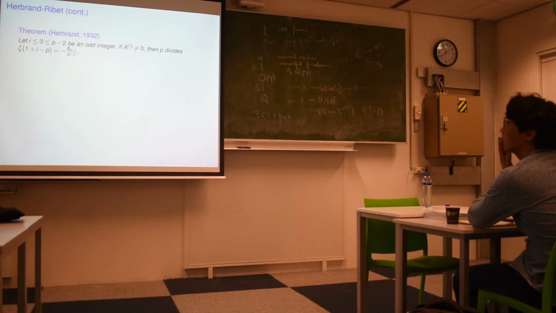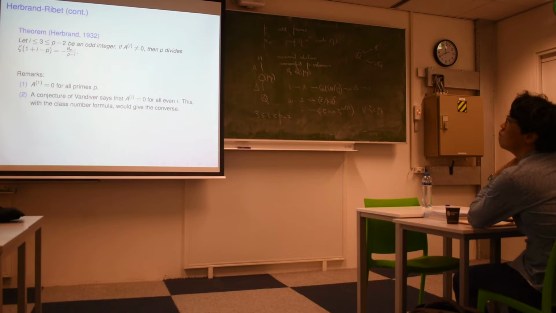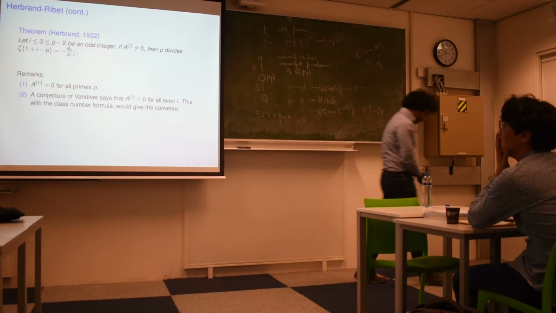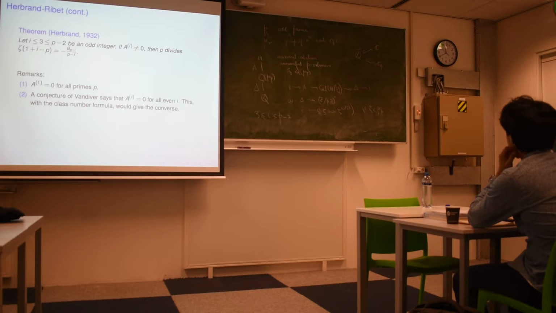Okay, so let me make some remarks. You can ask what about A_1? So A_1 is 0 always. This comes from the fact that the ideal class group of Q is trivial.